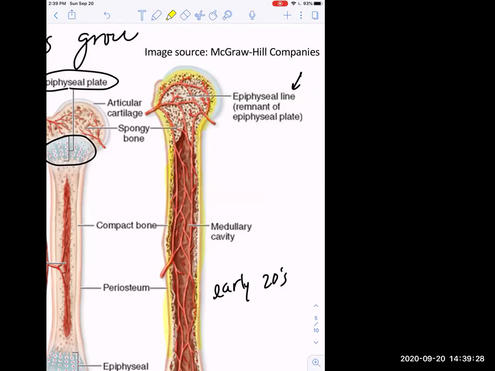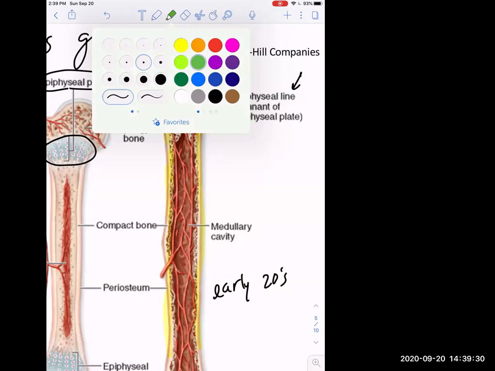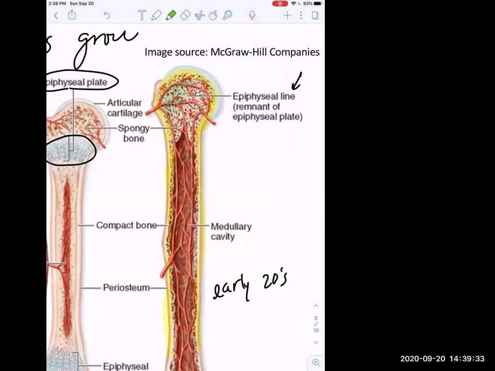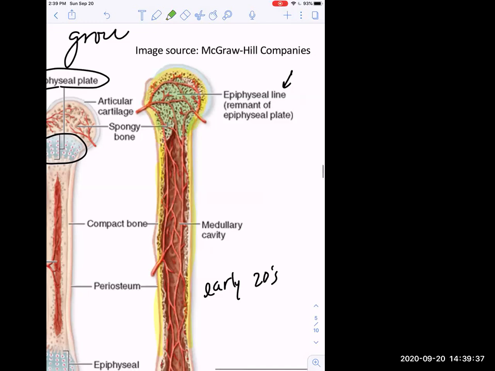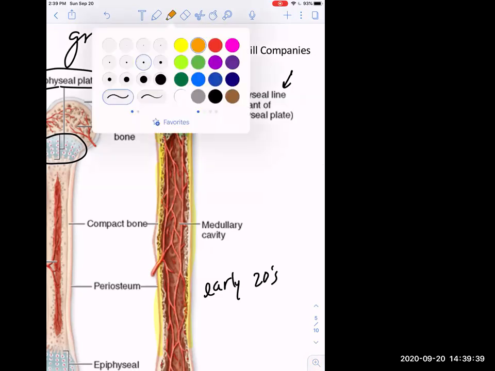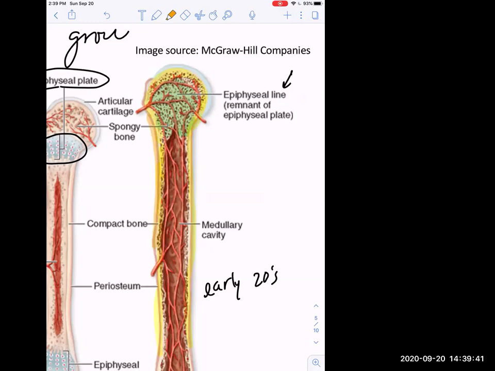And then here in the epiphysis, you have the formation of this spongy bone. So this would be all spongy bone in here, and you would have that on both ends. All spongy bone in there. And then of course your periosteum is going to be right out here. It's always on the outside.